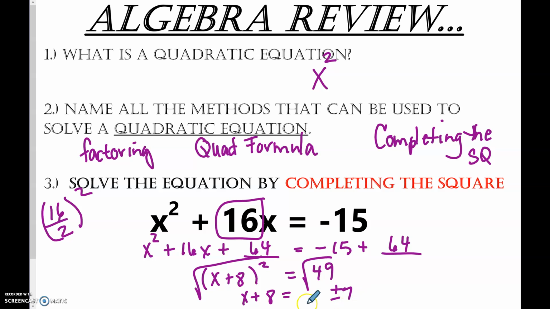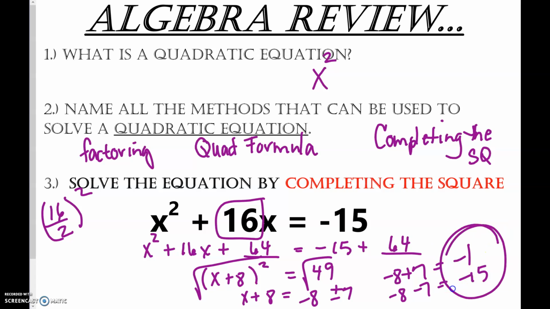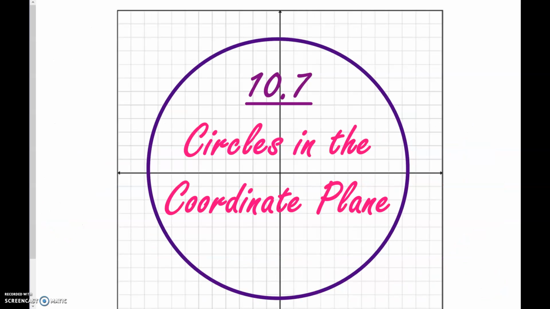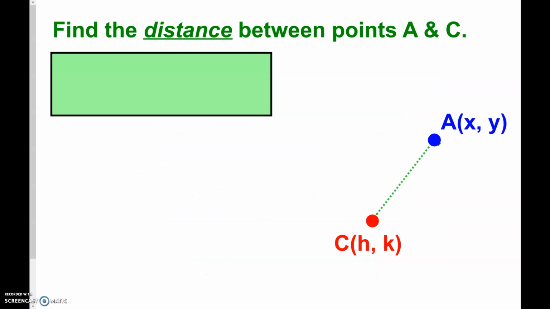So now we're going to subtract 8 from both sides. So we have negative 8 plus 7 is negative 1, and negative 8 minus 7 is negative 15. So the two solutions for this quadratic equation are negative 1 and negative 15. All right, moving on, we're going to be talking about circles in the coordinate plane.